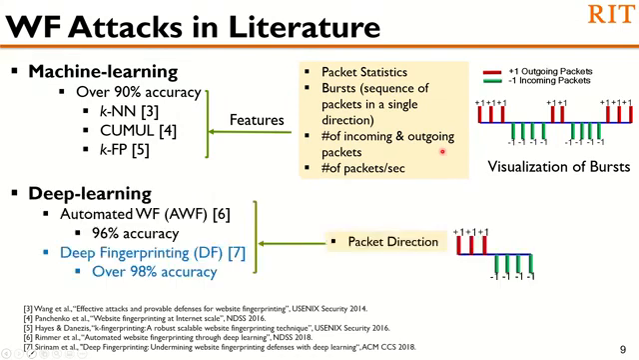The state-of-the-art website fingerprinting attacks are based on deep learning models. The AWF attack uses a CNN model, achieving 96% accuracy in a closed-world setting. The Deep Fingerprinting attack uses a more advanced CNN and achieves over 98% accuracy using just the raw packet direction information.